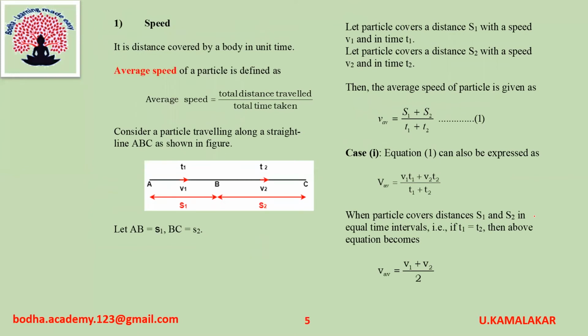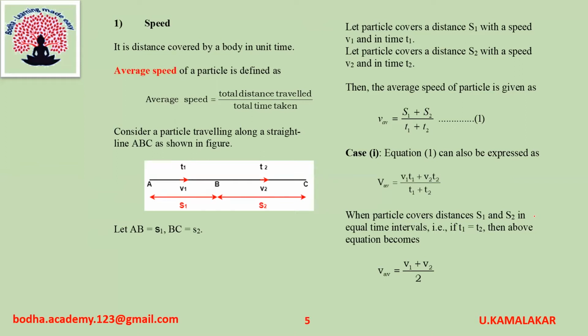Next topic, speed. It is the distance covered by a body in unit time. Average speed of a particle is defined as total distance traveled divided by total time taken. Consider a particle traveling along a straight line ABC as shown in the figure. Let AB be equal to S1, BC be equal to S2. Let the particle cover a distance S1 with a speed V1 in time T1, and a distance S2 with a speed V2 in time T2.